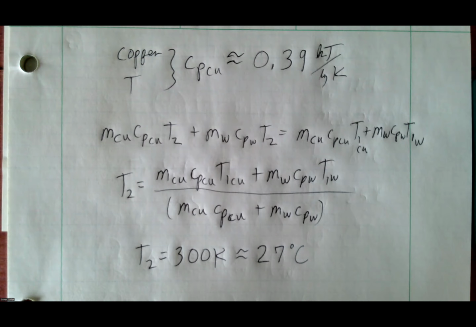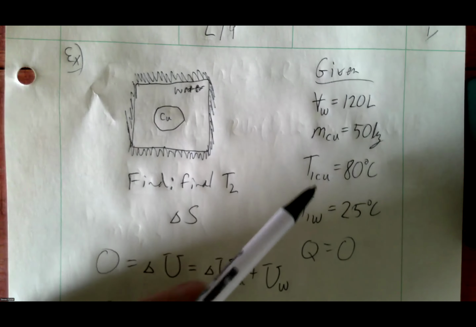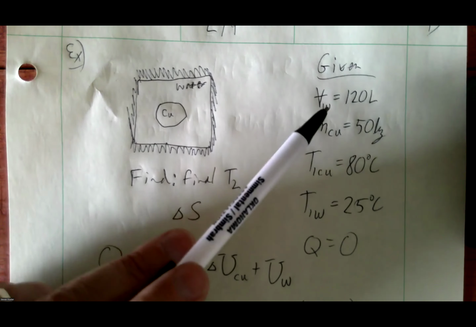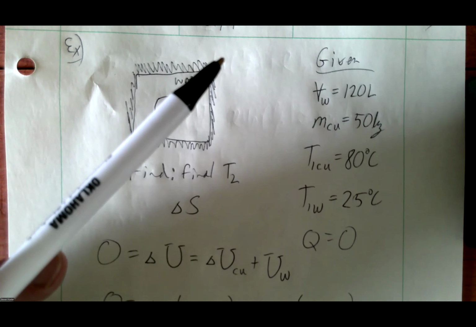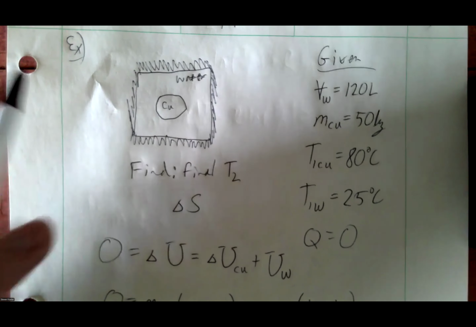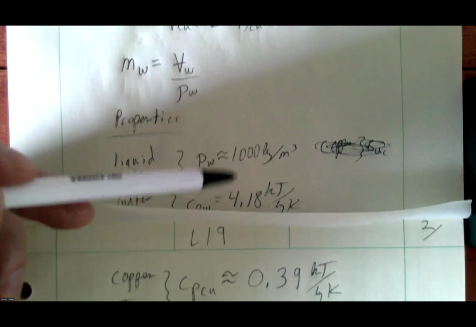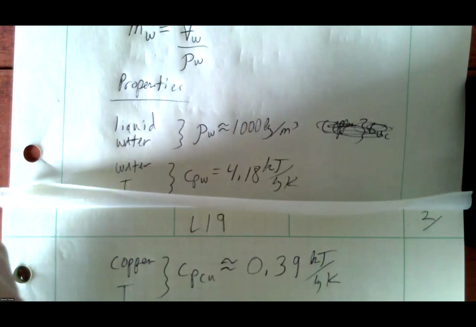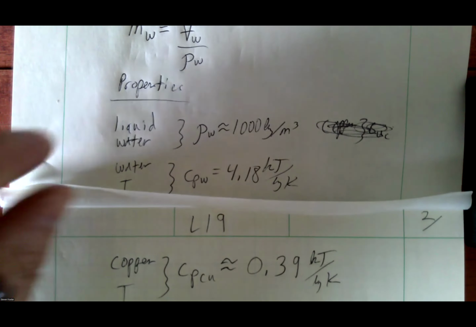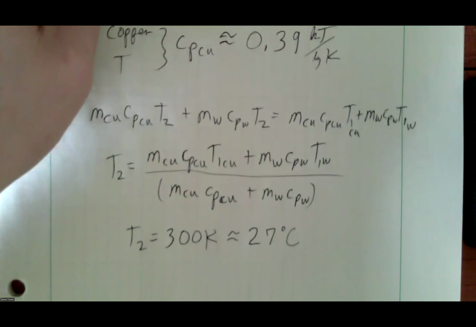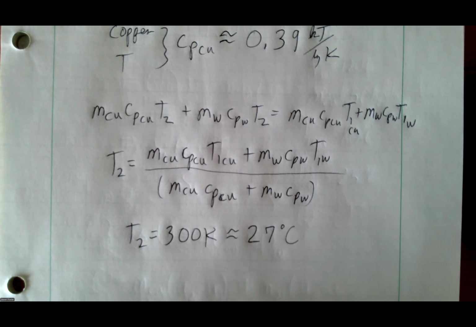Does that make sense? Well, let's look. I got 50 kilograms of copper, and you should have figured out you've got roughly 120 kilograms of water. So I have much more water, and notice the specific heat. The water has more than 10 times the specific heat of the copper. So I have more water with 10 times more thermal mass or thermal inertia. So the water is really not going to change much temperature at all. The water's going to heat up 2 degrees, and the copper's going to drop, what, more than 50 degrees?